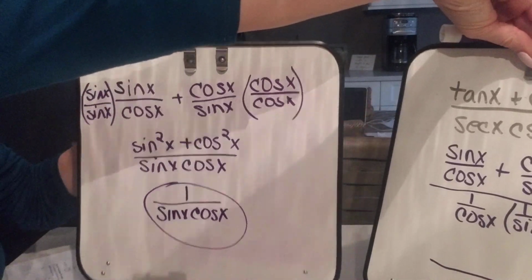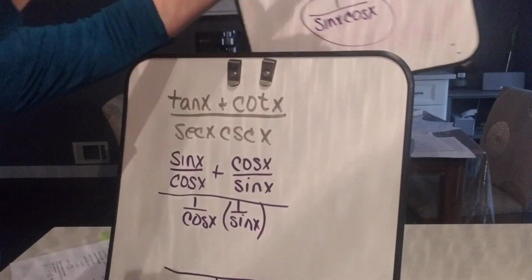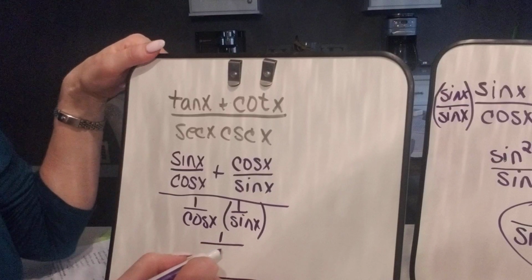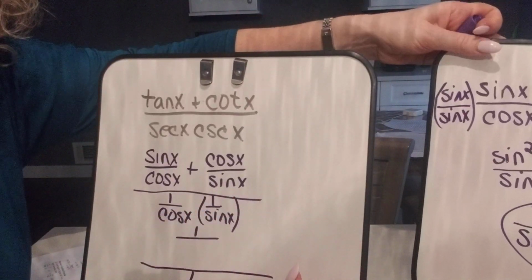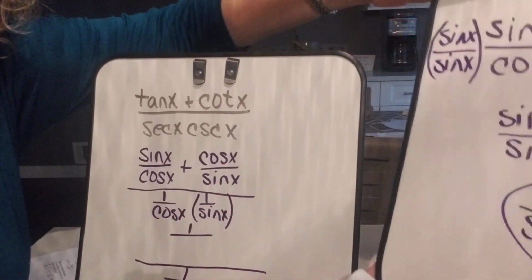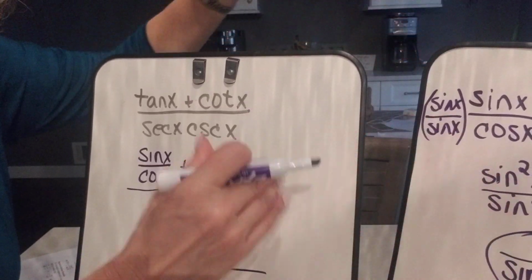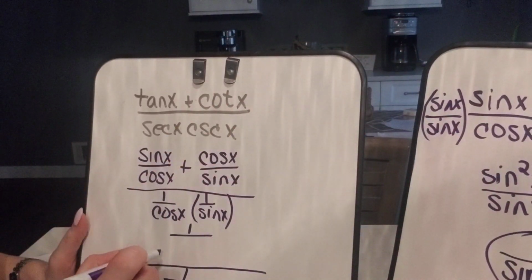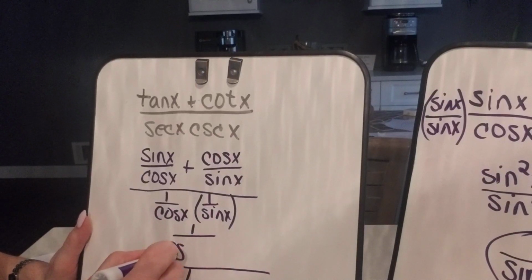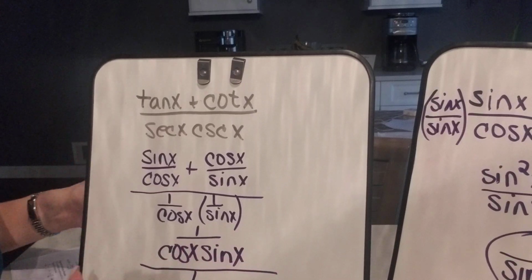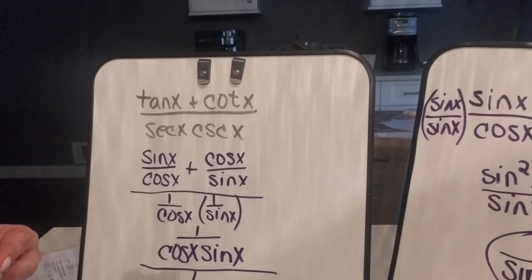So I'm going to bring this back and put it in the numerator. The numerator is now 1 over sine x cosine x. You know it doesn't matter which order you put it in. 3 times 4 is the same as 4 times 3. So I'm just going to put in the same as what I have already written on the board.